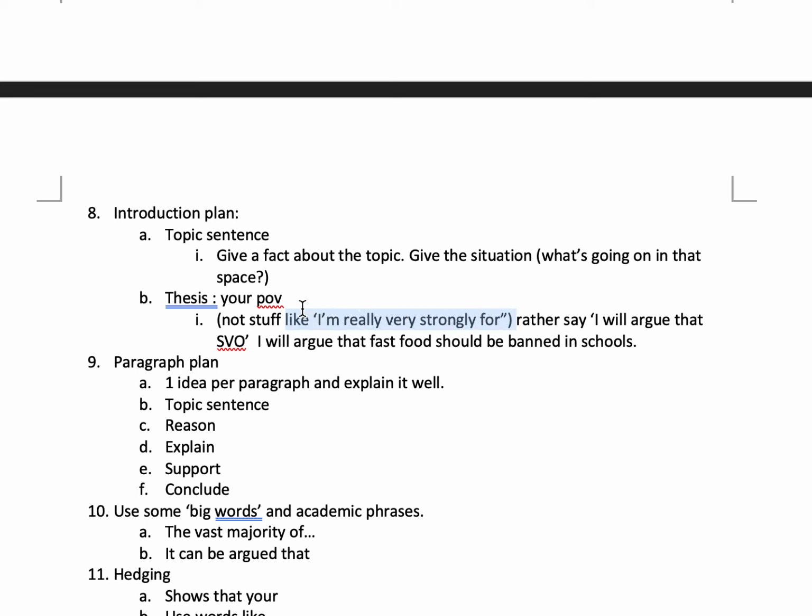Don't say things like, "I'm really strongly for," or "I really believe very strongly." No, it's not. It's an academic essay.